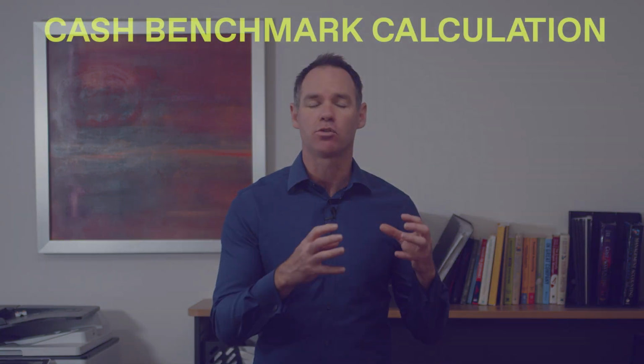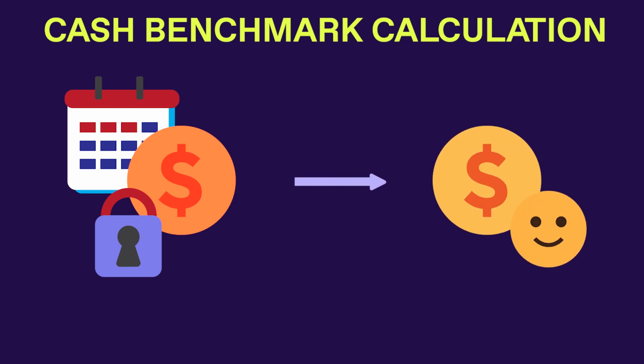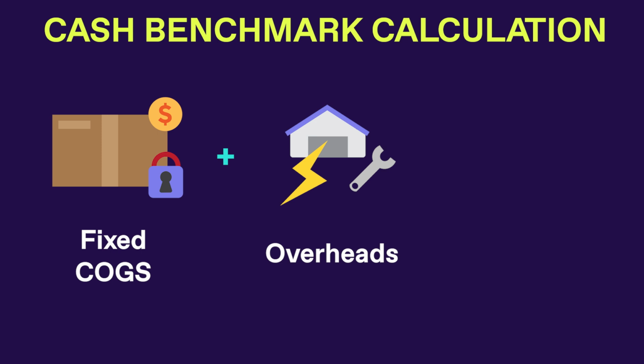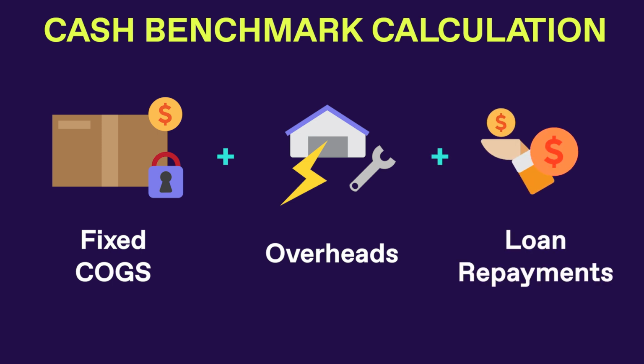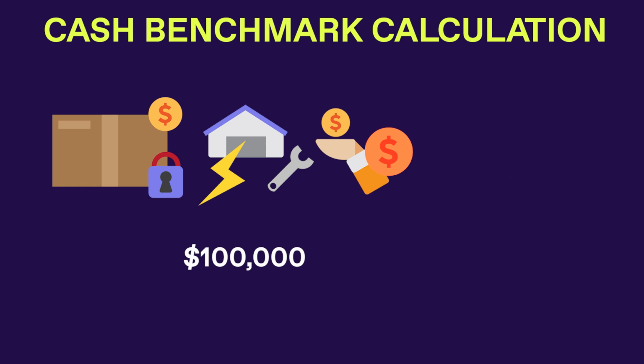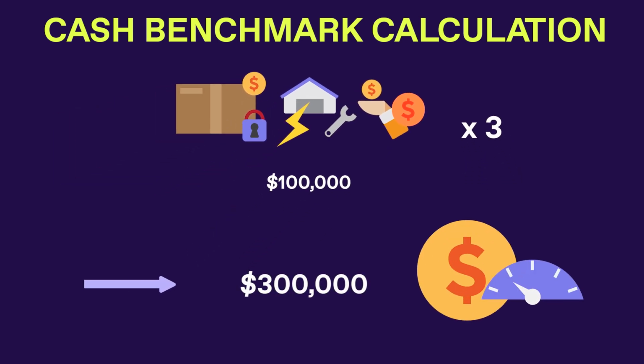The calculation for our cash benchmark is, what is 3 months worth of fixed costs within our business, and that equals the ideal amount of cash we have in our business. That would include our fixed cost of goods sold, our overheads, and I'd also include our loan repayments in that figure. For example, if we had monthly overheads, fixed cost of goods sold, and loan repayments of $100,000, then multiplying that by 3 gets us $300,000. That becomes the cash benchmark that we aim for.